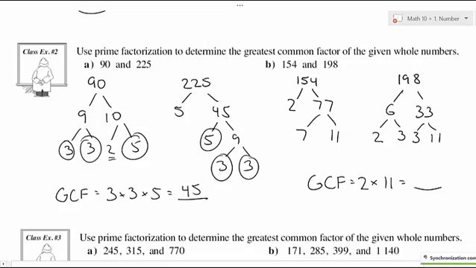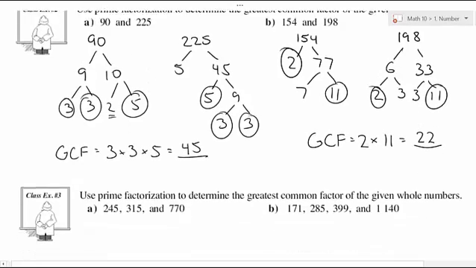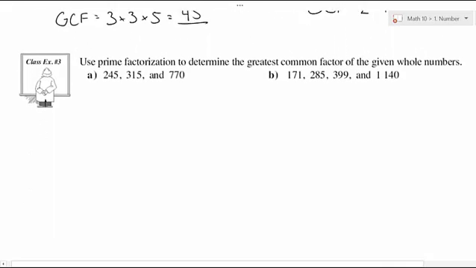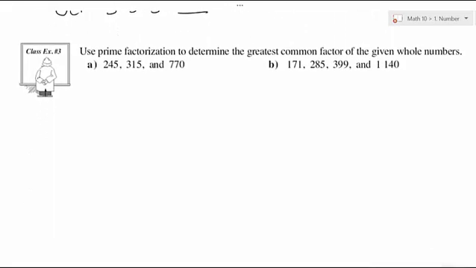Over here with 154 and 198, I see a couple of common things. I see this 2 is common. I also see this 11 is common. That gives me 2 times 11. The greatest common factor is 22. Now I used tree diagrams to do this one. I'm going to do this next one a little bit differently.